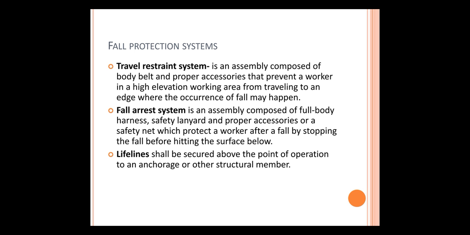A fall arrest system is an assembly composed of a full body harness, safety lanyard and proper accessories, or a safety net, which protects a worker after a fall by stopping the fall before hitting the surface below. Lifelines shall be secured above the point of operation to an anchorage or other structural member.